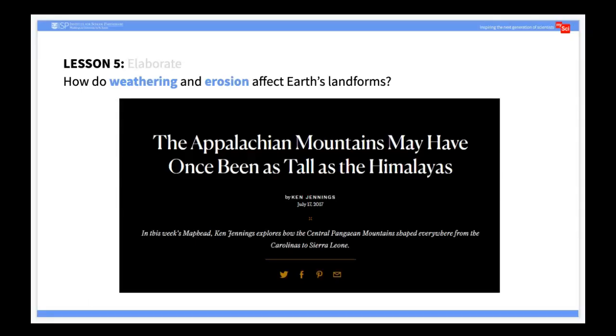For an additional application, students can make connections between plate motion and weathering and erosion in order to explain why some mountains, like the Himalayas, are bigger and younger than mountains like the Appalachians.